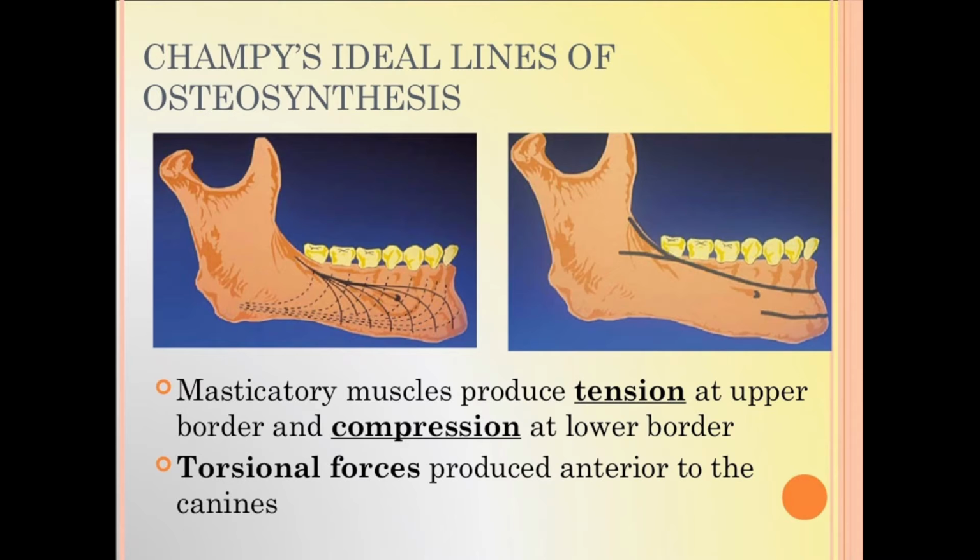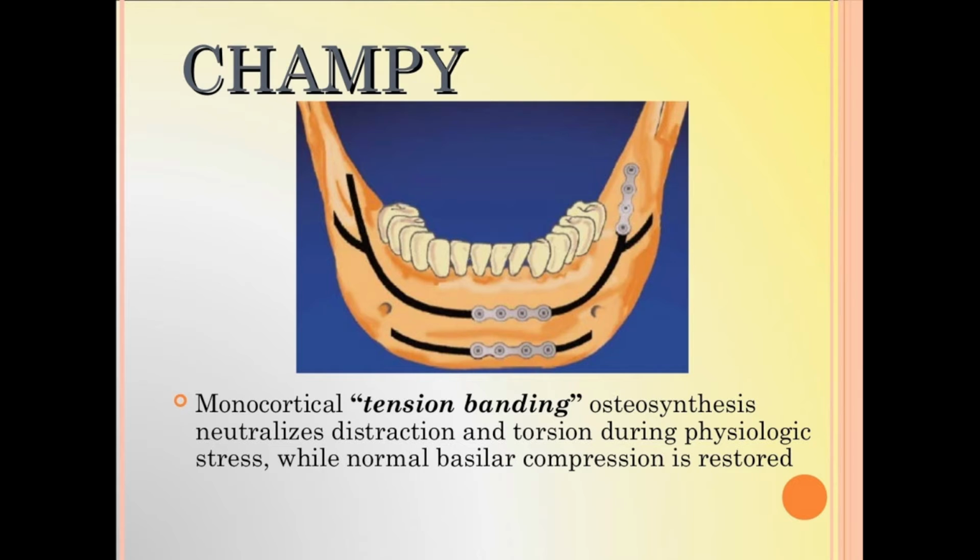You can see the ideal lines for osteosynthesis. Masticatory muscles produce tension at the upper border and compression at the lower border. Torsional forces are produced anterior to the canine. Monocortical tension band. Osteosynthesis neutralizes distraction and torsion during physiological stress, while providing better compression of the fracture.